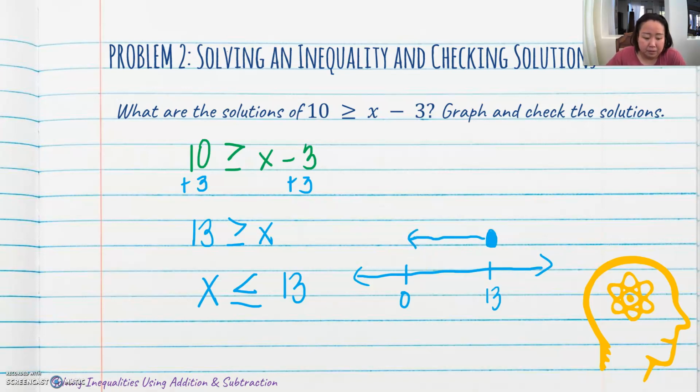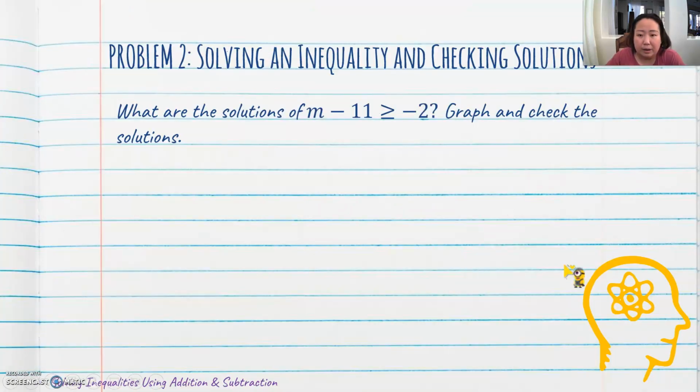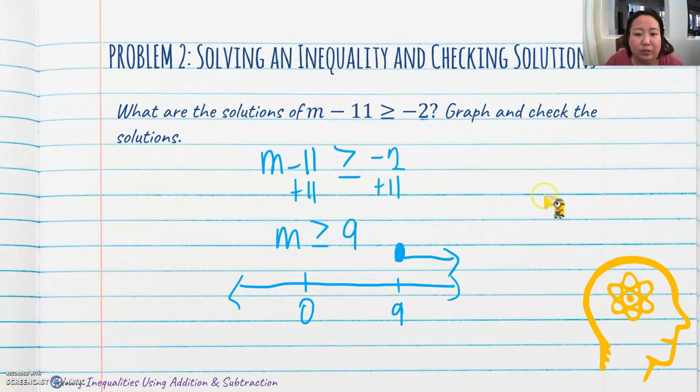Okay, so let's have another example. So this one, try this on your own. Go ahead, try it out. So if we are going to get the value of m, you will have m is greater than or equal to 9. 9 is to the right of 0. It's going to be a solid dot on 9, and it's going to be pointing all the solution to the right of 9. Okay.